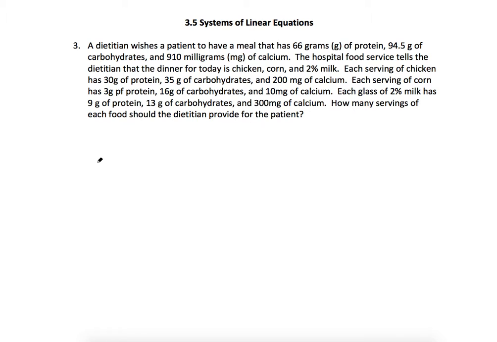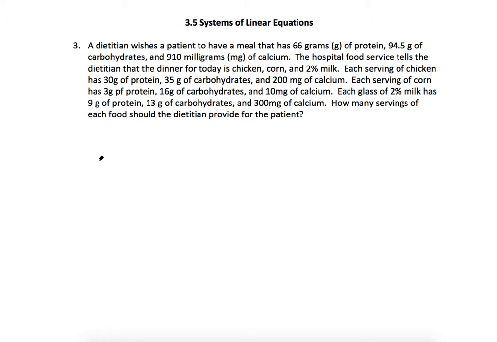And at the hospital that night, the food service tells you that the dinner for that night is chicken, corn, and 2% milk. So we also know that each serving of chicken has 30 grams of protein, 35 grams of carbohydrate, and 200 milligrams of calcium. And we also know that in each serving of corn, it contains 3 grams of protein, 16 grams of carbohydrates, and 10 milligrams of calcium.